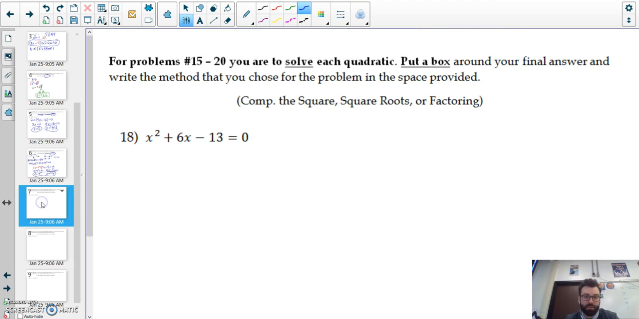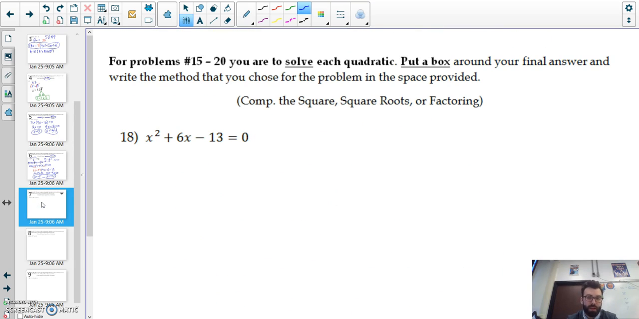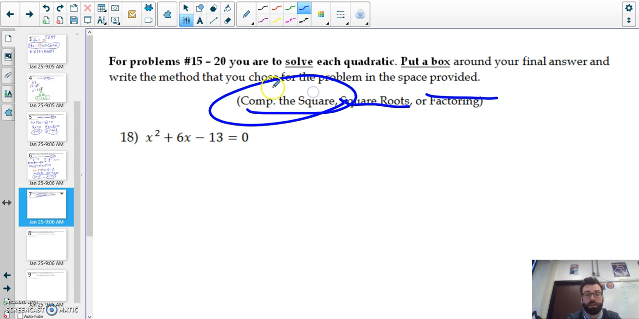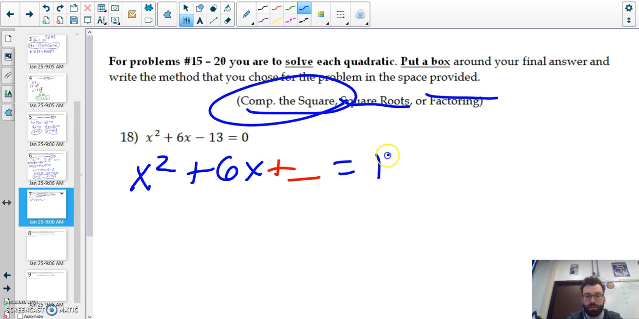Okay, so let's look at this next one, number 18. If I can't obviously do the square root, I'm down to complete the square and factor. Well, if I think about this number 13, 13 is a prime number. So, since it's a prime number, that tells me right away that I'm not going to be able to factor, but I'm going to have to complete the square. The first step in completing the square is to move your constant to the other side, isolate your terms with x, plus blank equals 13 plus blank.